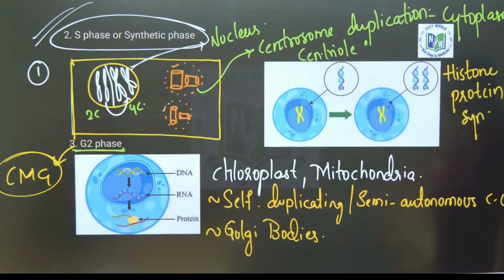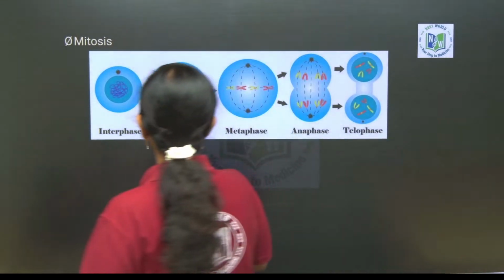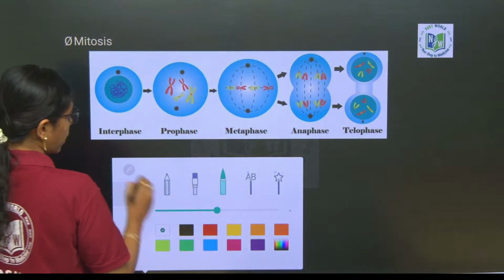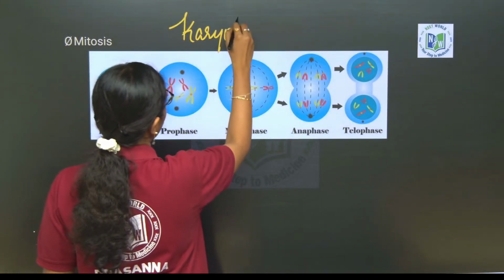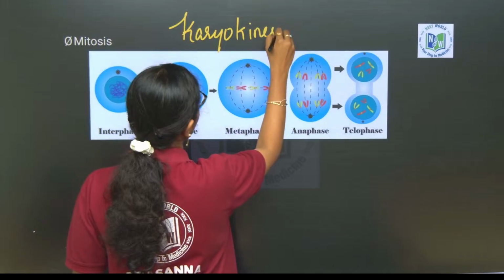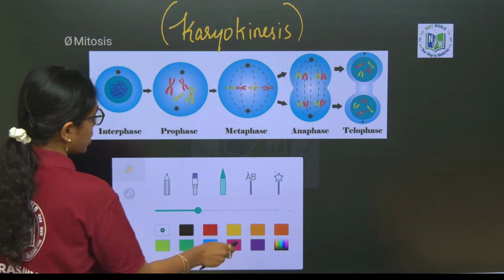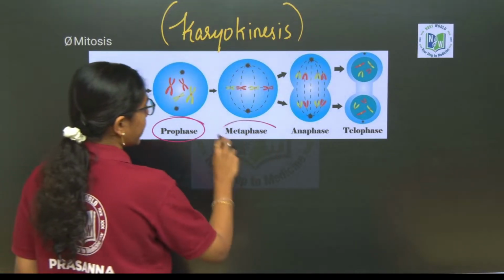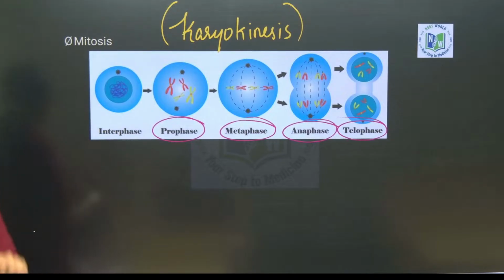Yeah. So, karyokinesis is having how many substages here? 4. Karyokinesis. Division of nucleus you can say, or movement of nucleus. Here we have how many substages? Prophase, metaphase, anaphase and telophase. Okay, 4 substages we have.